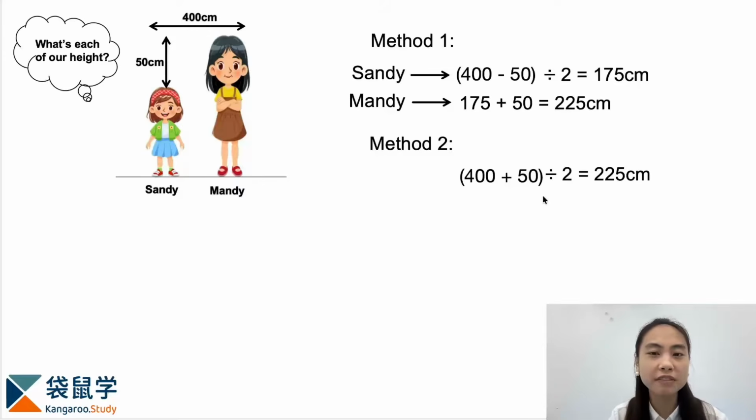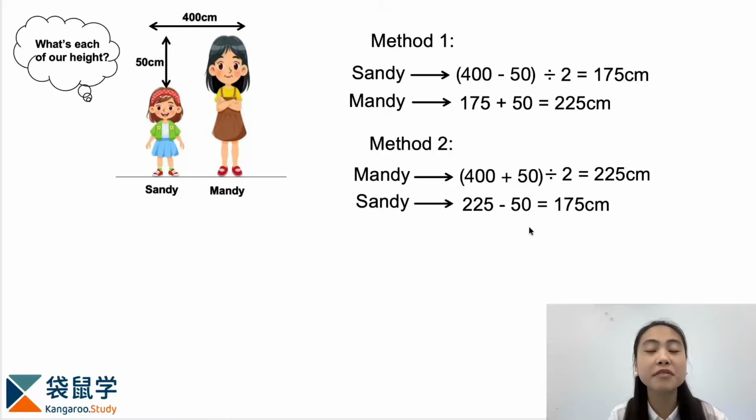So this 225 centimeters is whose original height? Is Mandy's original height. And now, can we know Sandy's original height? We can use 225 minus 50, which is 175 centimeters. And this is Sandy's original height. And now, class, can you tell me what does the 400 mean here? It means the total height, which we also name as the sum. And what does the 50 mean here? It means the difference. So now we use sum minus difference divided by 2 to get Sandy's height.